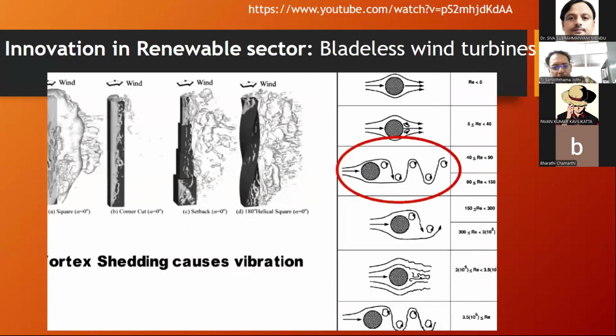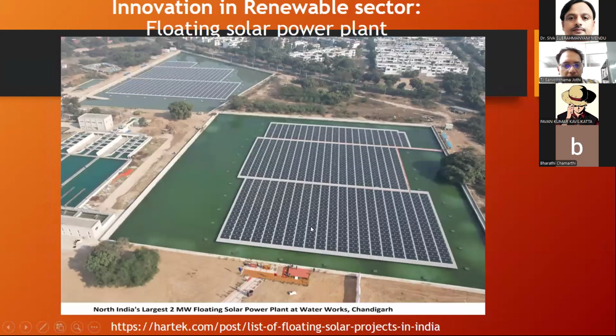So this is one type of innovation that people can go ahead for power generation purpose. And these are presently being harnessed. These are called floating solar power plants. Even our own country has a lot of floating solar power plants, ranging from 100 megawatts to very small ones up to 2 megawatts.